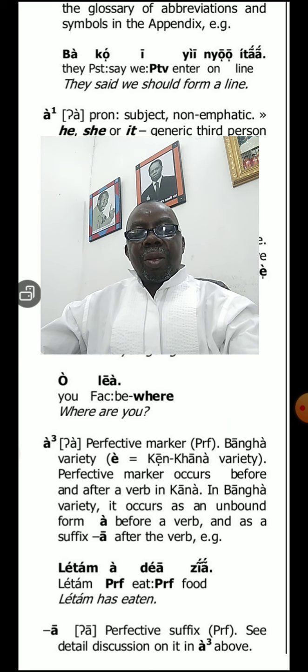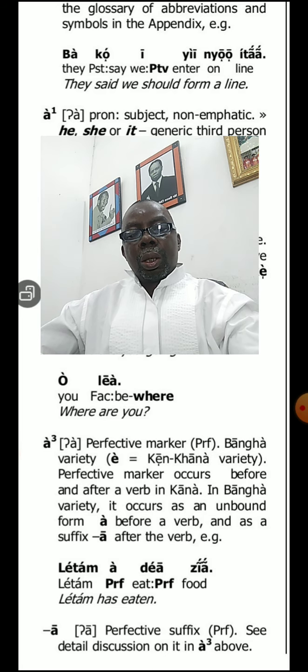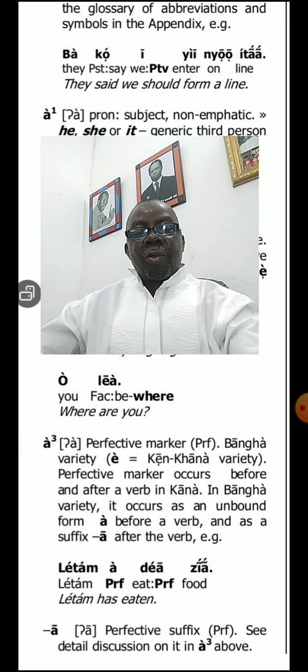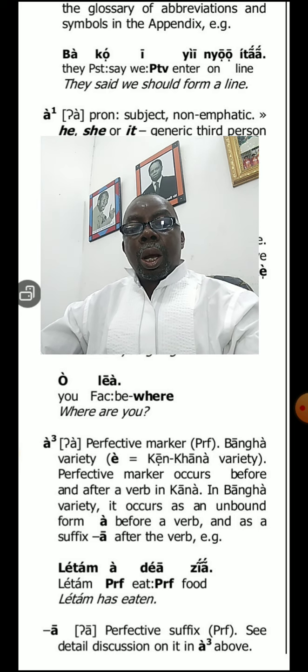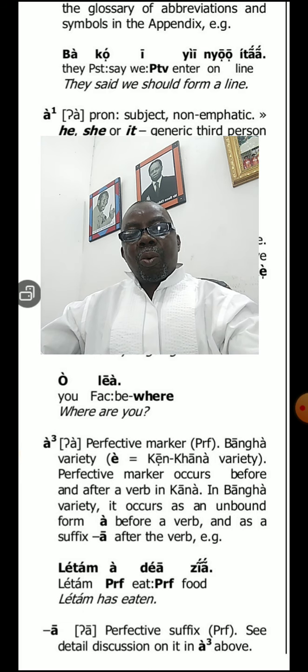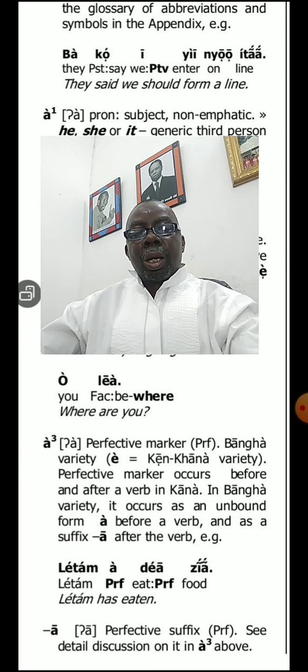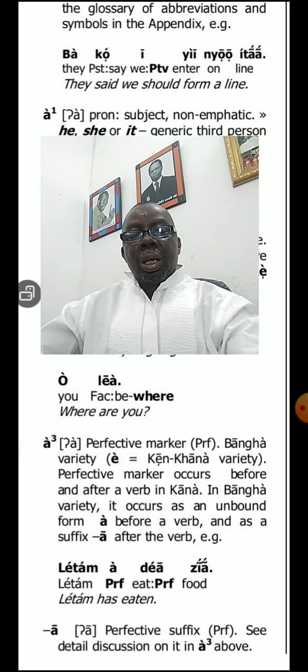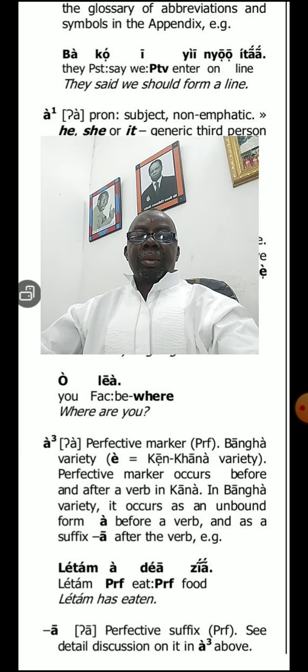When you have the perfective marker A after the subject of the sentence, that is before the verb, then that perfective marker A must trigger another perfective form after the verb. In this case, the perfective form after the verb must occur as a suffix. You can say "Netam a Deazia."